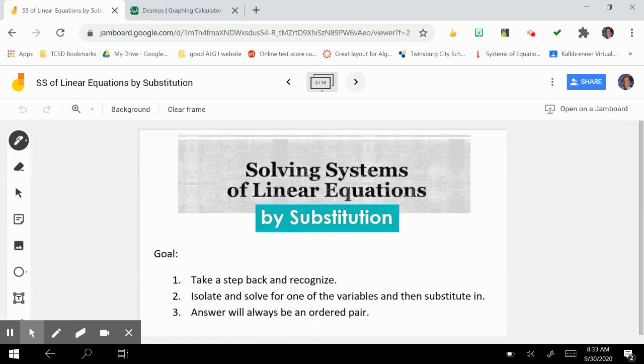Our goal today, number one, take a step back and recognize what is already solved for. Let's do less work than we have to. Work smarter, not harder. Isolate and solve for one variable and substitute it in. And then the answer is always going to be an ordered pair. So we're going to have a little process that we're going to do throughout the video, and hopefully you can do that and replicate it on your work.